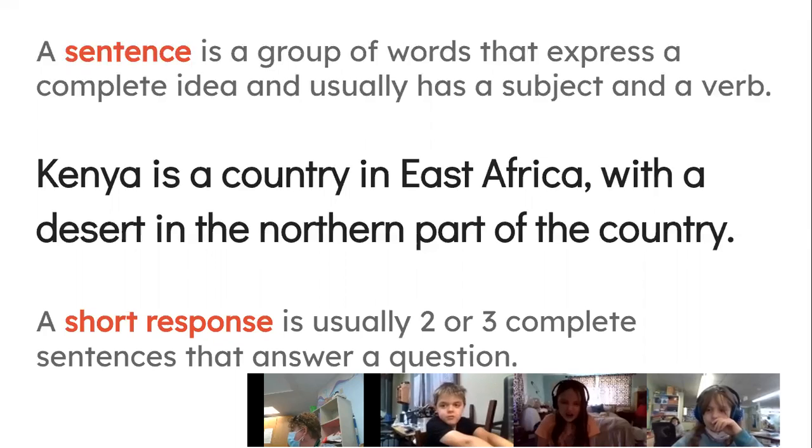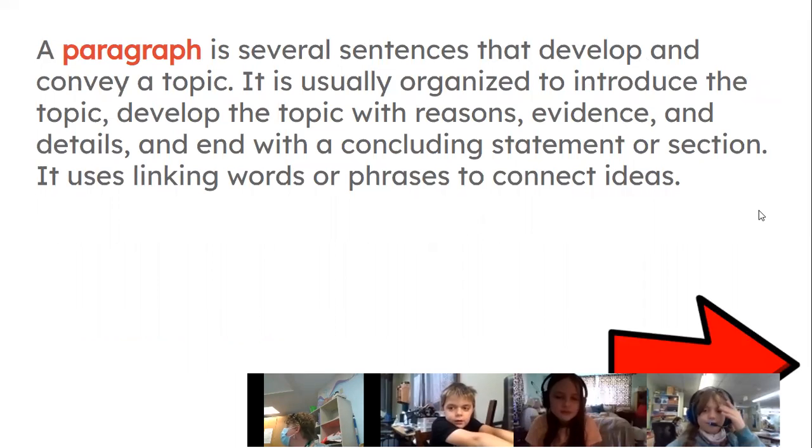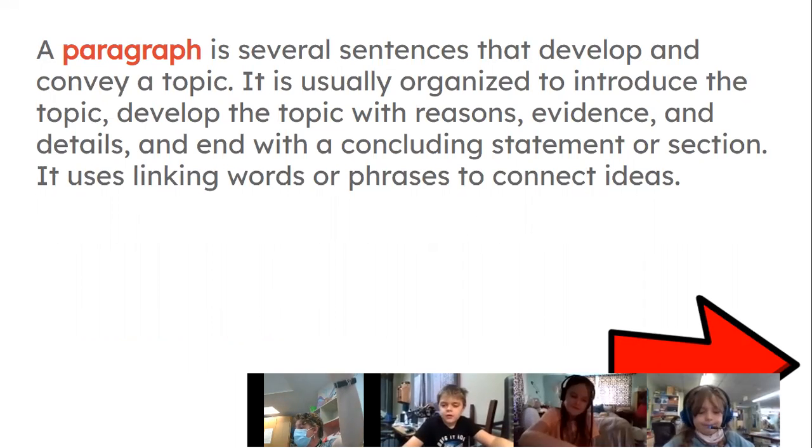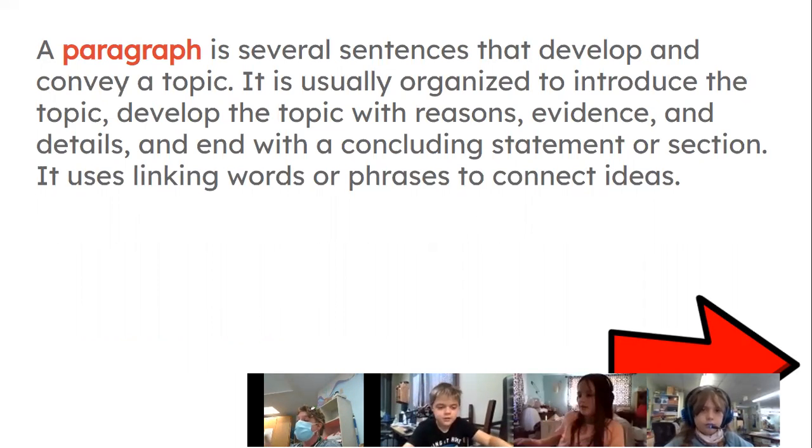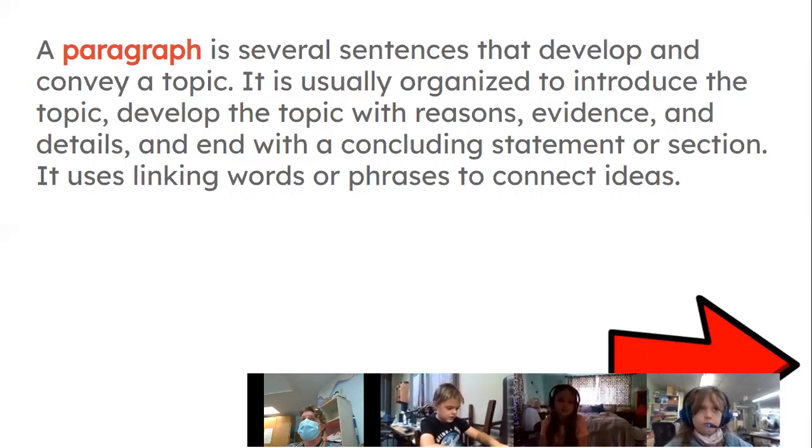So today, when we have been doing short responses, it usually has 2 or 3 sentences, right? Well, today we're going to start working on something much bigger called a paragraph. And a paragraph is several sentences that develop the topic. It's usually organized by introducing the topic, like Marin said, that first sentence is going to help the reader understand what the rest of the paragraph's about. It's going to develop our topic with reasons, with evidence, and details.